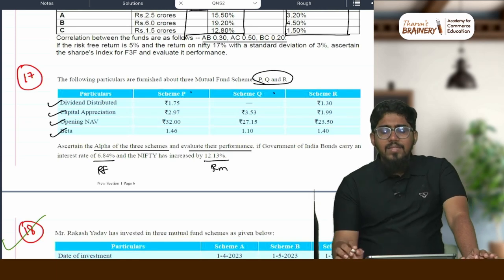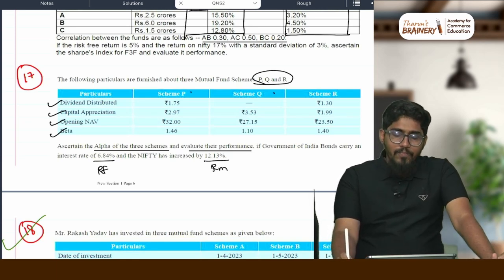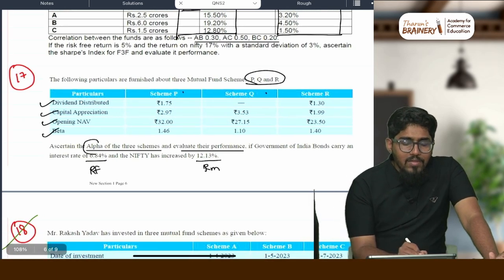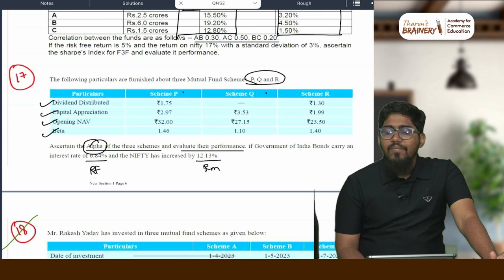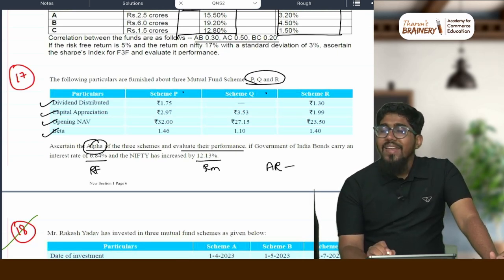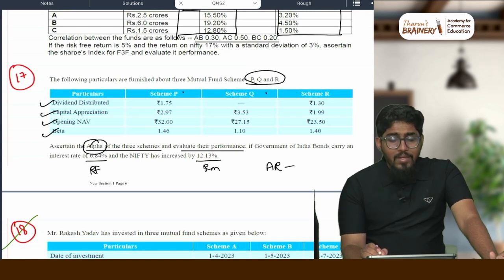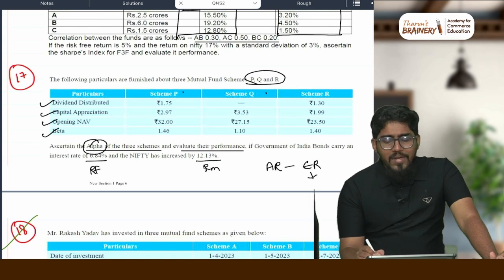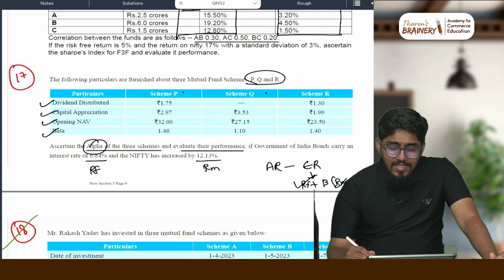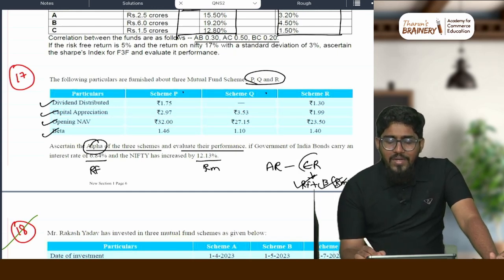So the return from the market is 12.13 percent. Are you all with me? Now they are asking us to evaluate the performances, so I want to find the alpha. What is Jensen's alpha formula? Jensen's alpha is actual return minus expected return. But what is expected return, sir? Risk-free rate plus beta into RM minus RF. Risk-free rate is given, beta is given, RM is given, so expected return you can calculate.